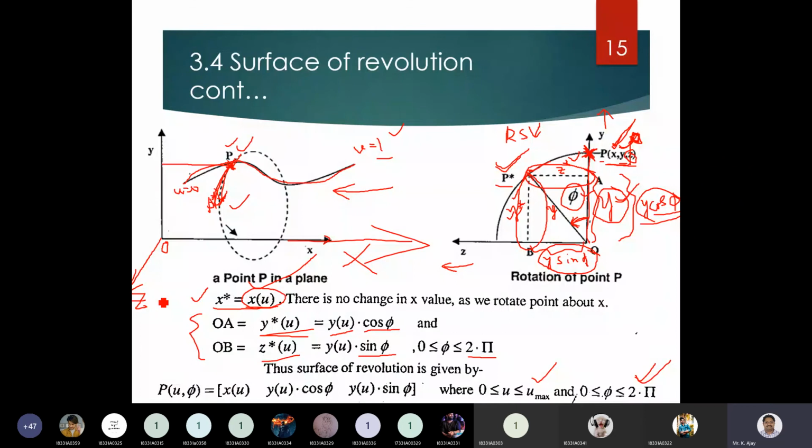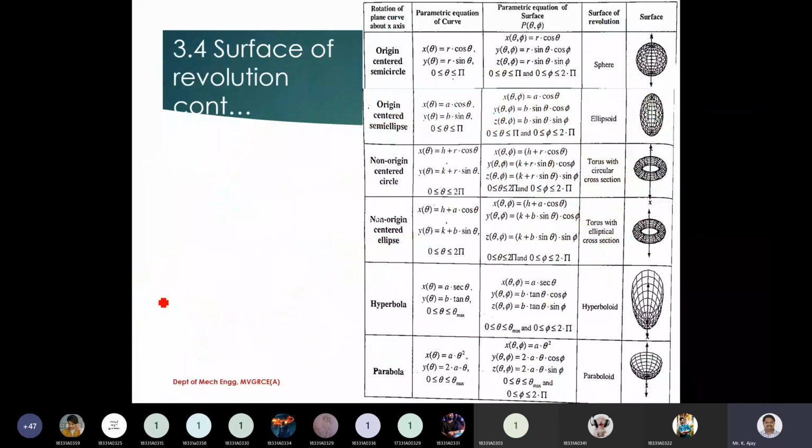Similarly, if the axis of rotation is the z-axis, z of u will be z of u only, whereas x star and y star will come, one with cos phi and the other with sin phi, for any kind of surface of revolution. So as an example, some of the surfaces of revolution are mentioned here.